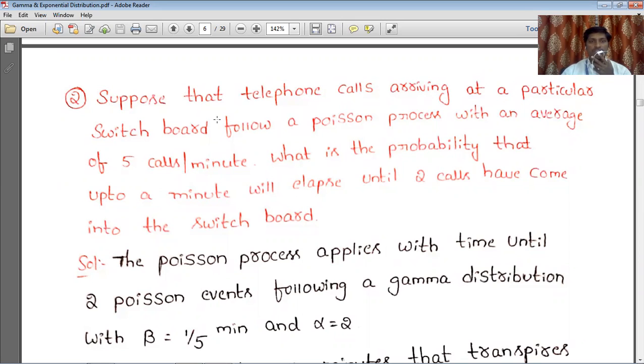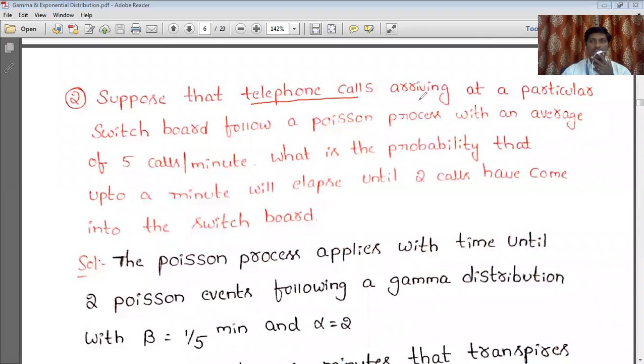Suppose that telephone calls arriving at a particular switchboard follow a Poisson process with an average of 5 calls per minute. What is the probability that up to a minute will elapse until 2 calls have come into the switchboard? So here, first, what is the information they give about telephone calls?